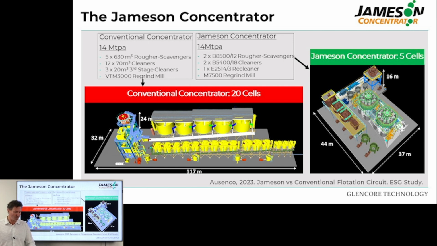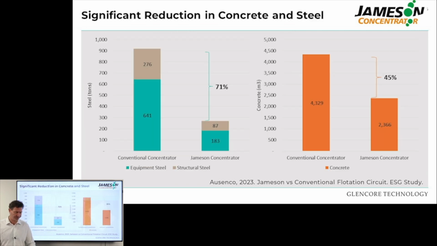It's a copper circuit. So they ended up with a large number of flotation cells for the conventional circuit, whereas for the Jameson concentrator it was only five flotation cells. Now you can see that the footprint difference was massive, as you would imagine, a 56% reduction, and also a height reduction of about 33%.